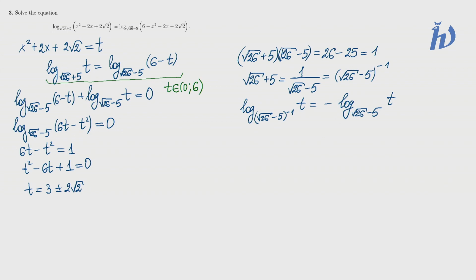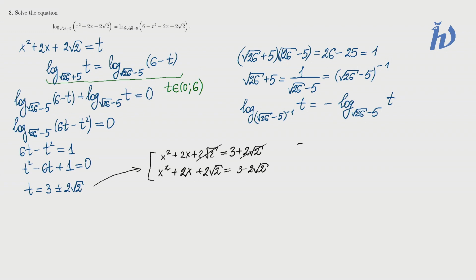We have to go back to x and to express it right from here by substituting t for the values we have found. And let's see where we're going to get. So x squared plus 2x plus 2 roots of 2 is equal to 3 plus 2 roots of 2. And x squared plus 2x plus 2 roots of 2 can be equal to 3 minus 2 roots of 2.